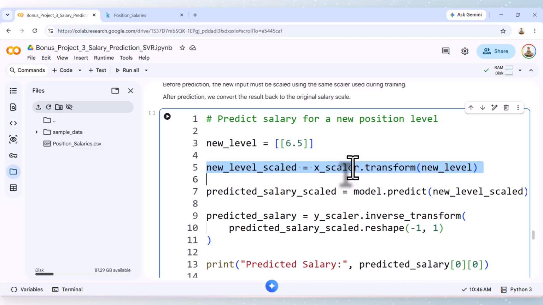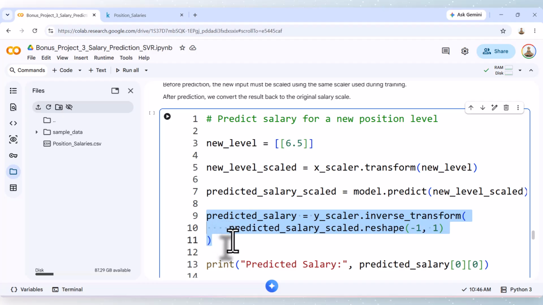We use the same scaler which we used during the training. Then after prediction, the data will be in the scaled form. So we have to do the conversion. We convert it back to the original salary using the inverse_transform. So this is basically the correct real-time prediction process in SVR.